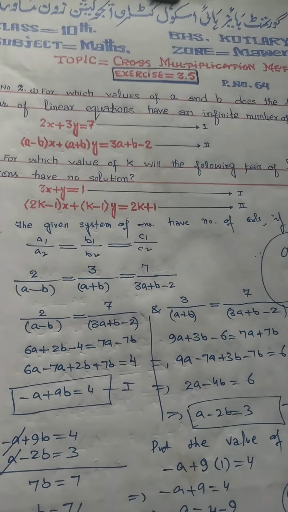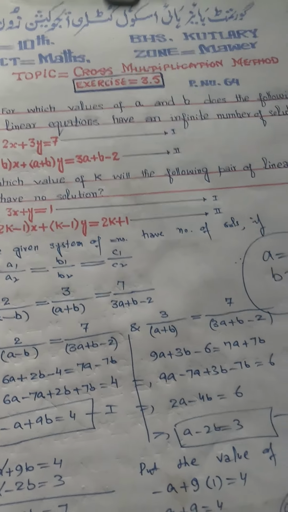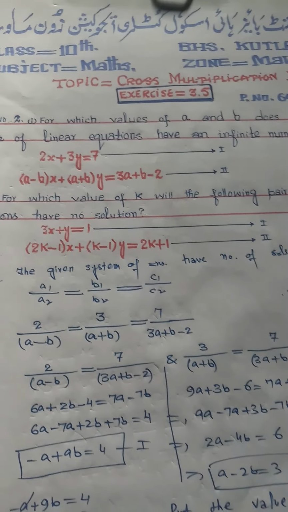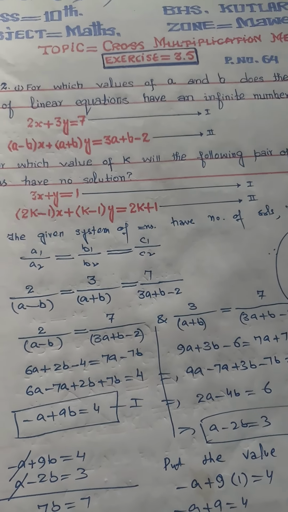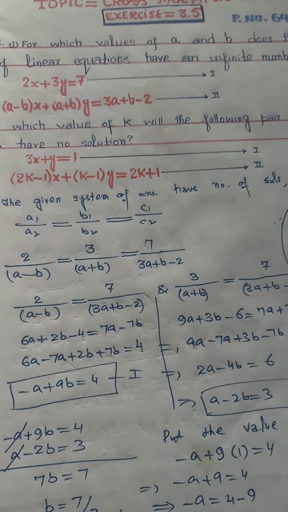Right, first of all, I will tell you that in the previous lecture I showed the solution of question number 2 part 1. The equations were 2x plus 3y is equal to 7, and the second was (a minus b)x plus (a plus b)y is equal to 3a plus b minus 2. In this part, we had to determine the values of the variables of these equations so that these equations should have a number of solutions.